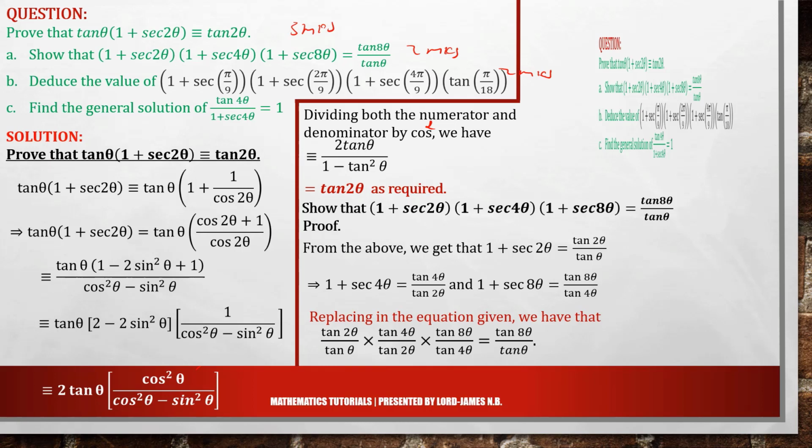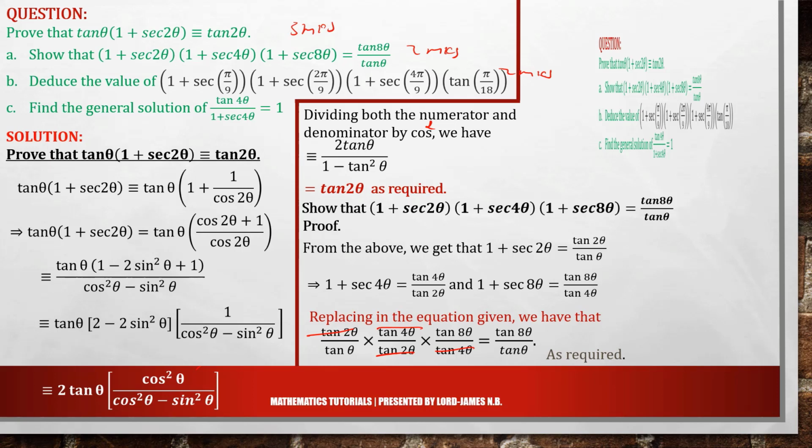Now if we simplify, you see that tan 2 theta and tan 2 theta cancel, tan 4 theta and tan 4 theta cancel. What will be left is tan 8 theta divided by tan theta, and the proof comes out. So this is equal to tan 8 theta divided by tan theta as required.